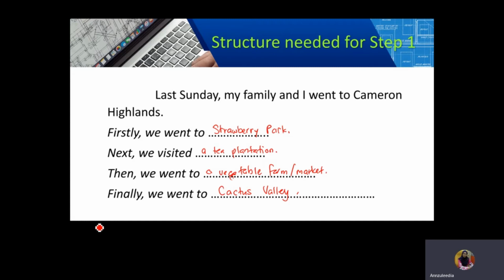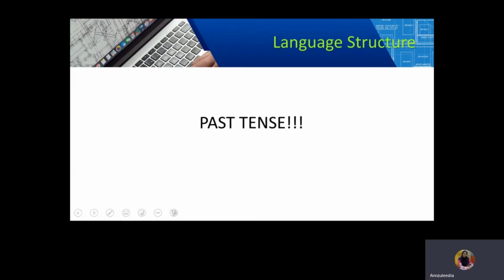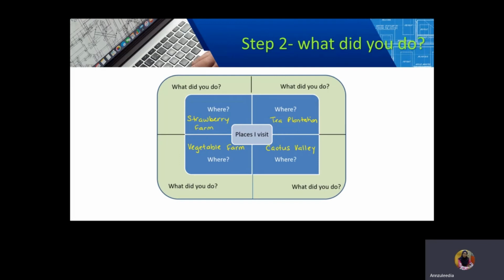Okay, now if we look at the structure used, I am focusing on, look at the verbs. What tense are we using? We went, we visited, we went. So these are all the past tense. Okay, so from the get-go, we already are emphasizing on the usage of simple past tense. So that was step number 1. Step number 2, we go to the outer, the second layer of the square.